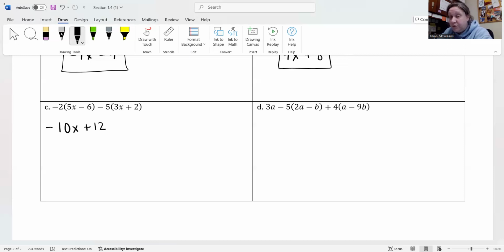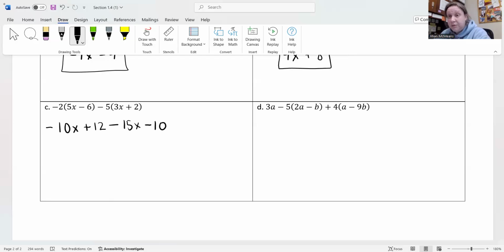I'm going to move to the next set of parentheses where I'm distributing a negative 5. So negative 5 times positive 3x is going to remain negative. So I'm going to write a minus. 5 times 3 is 15. And I just want to keep the x. And then finally, negative 5 times positive 2 is going to be negative. And it's going to be negative 5 times 2, which is 10.